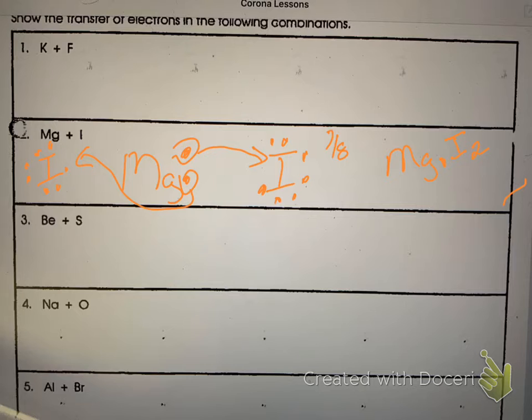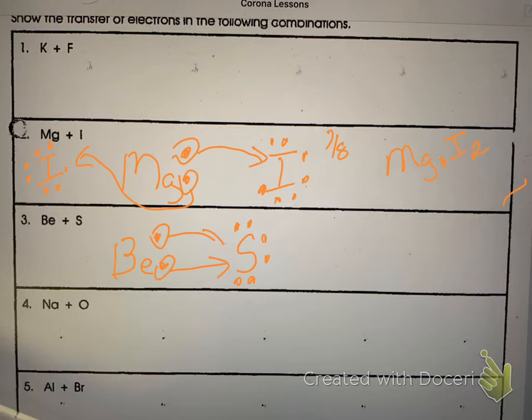Now, let's take a look at beryllium. Beryllium is Be, so I'm going to write my symbol. And then if I look at the top of the Be, it has 2 valence electrons, so I'm going to put 2 dots there. Now, S for sulfur. It has 6 valence electrons: 2, 3, 4, 5, 6. Beryllium wants to lose 2. Sulfur wants to take 2.